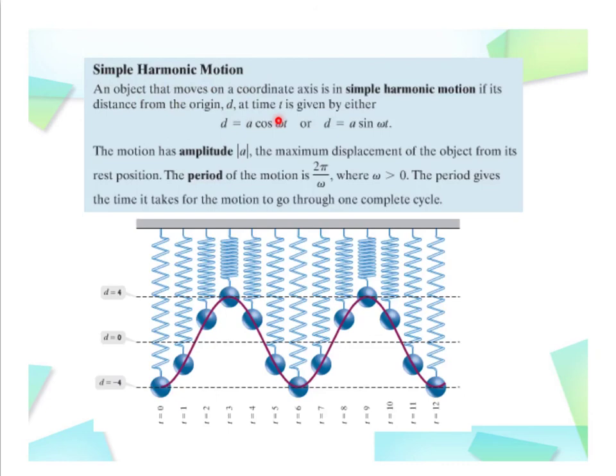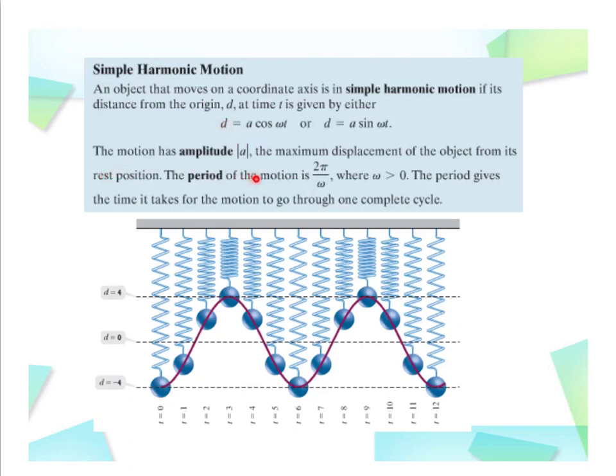So for these curves, simple harmonic motion, an object that moves on a coordinate axis is in simple harmonic motion if its distance from the origin D at time t is given by either a cosine or a sine curve. The difference between these two is where it begins. If at time 0 it begins at rest, at d equals 0, that's our sine curve. Think about the origin being the point of start for the parent graph. If it starts at a displacement, where I'm holding the ball over here or pulling it way down here, then that's going to be my cosine curve.